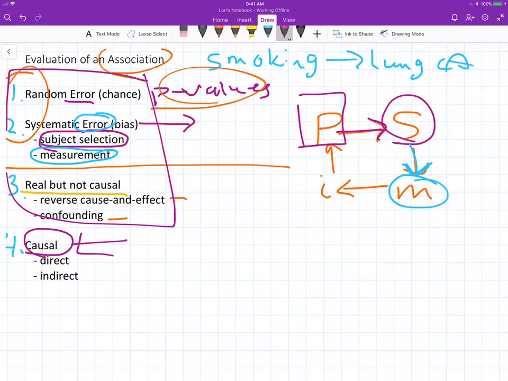Under causal, there are a variety of different things that could be causing that. Direct things happen within the physiology of the body. So, smoking a cigarette causes changes in the lungs. It leads to deposits and mutations and that kind of thing. So it directly happens all inside of the body. Indirect causal associations often are external. Maybe they're related to socioeconomic status or access to health care.